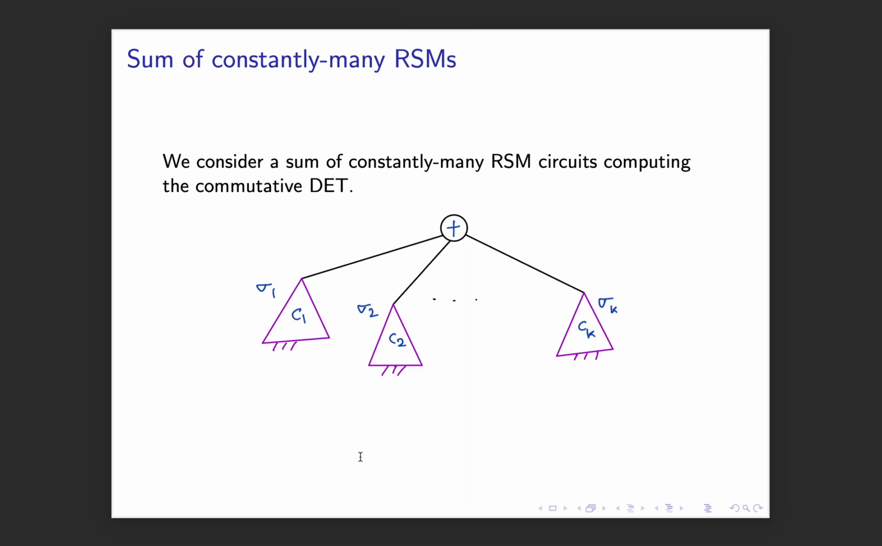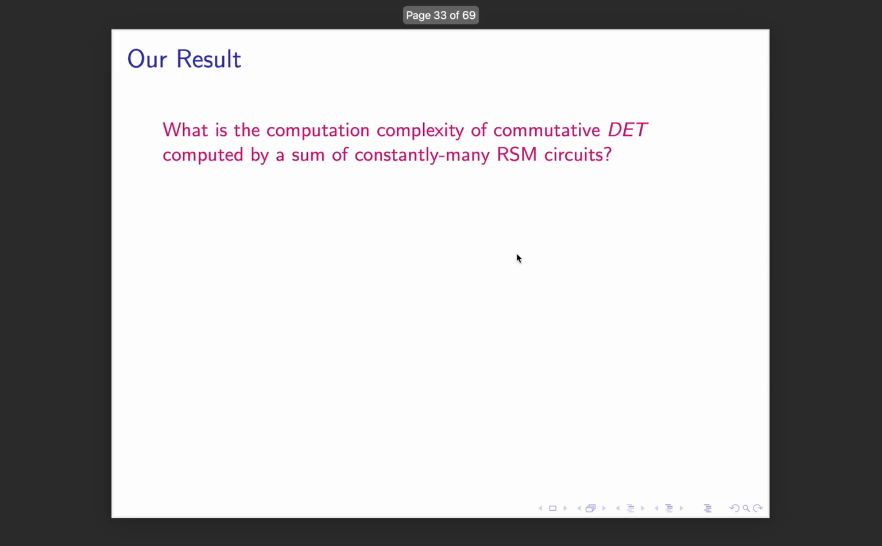Now we are particularly interested in this particular setting. We have k RSM circuits, where k is a constant, and they are RSM with respect to sigma 1, sigma 2, and so on up to sigma k. We take their sum, and the sum of these k circuits computes the commutative determinant. So we study the computational complexity of the commutative determinant computed by a sum of constantly many RSM circuits.